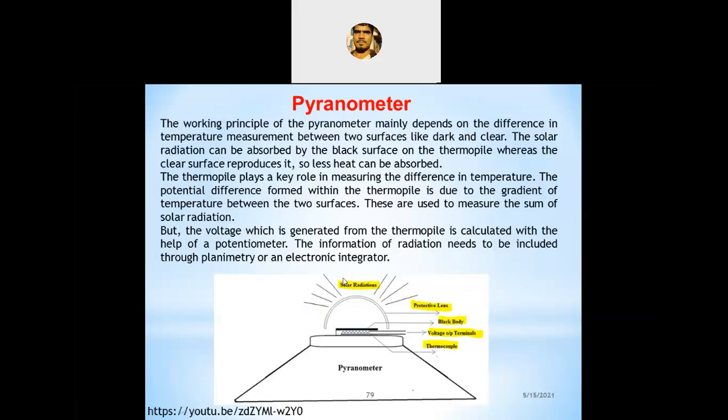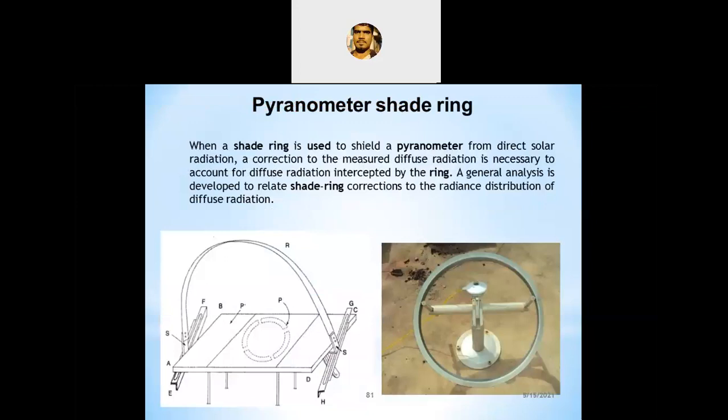If you place a shading ring, it will filter out the beam radiation. With the same device, if you use the shading ring, as shown here, it filters the beam radiation falling on the device and allows only diffuse radiation. You can measure only the diffuse radiation. And with this pyranometer, if you want to eliminate the beam radiation, you have to use the shading ring.